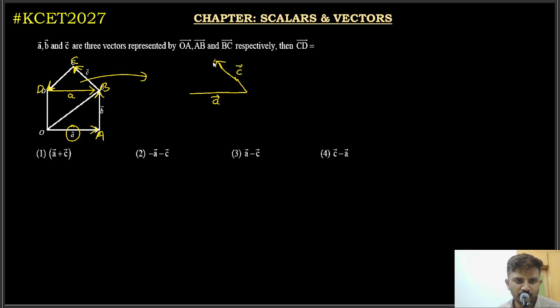So I need to find out what? CD. This is CD. This is B. So according to triangular law of vector addition or polygon law of vector addition, here all the vectors are in one direction. If you add all of them, that is CD plus A plus C is equal to what? 0. All of them are in the same direction. Then CD is equal to minus A minus C.